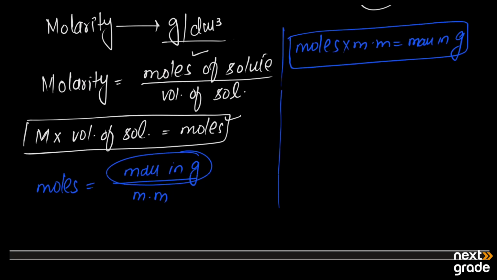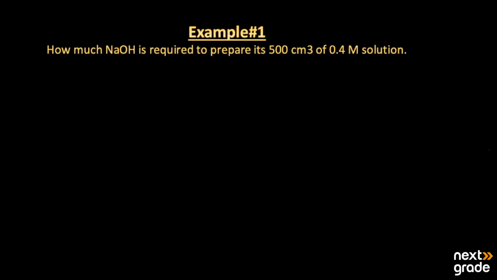Next we will discuss the first example: how much sodium hydroxide is required to prepare 500 centimeter cube of 0.4 molar solution? It means we have to find its mass in grams, that is, how many grams of sodium hydroxide we require to prepare 0.4 molar. So we will convert that molarity into grams. We will write the given data.